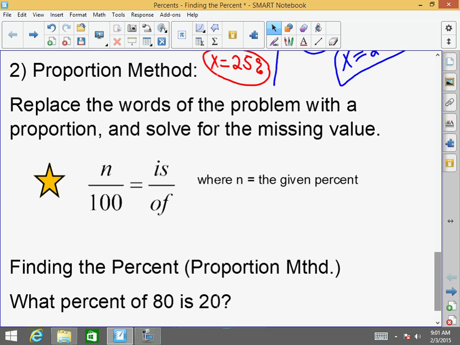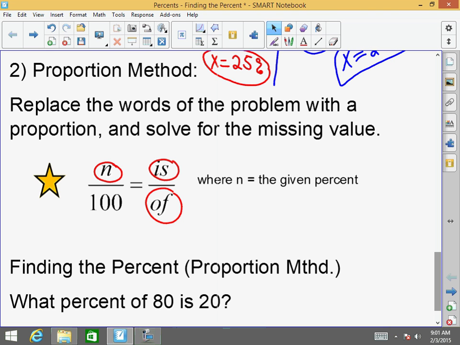Proportion method. Remember, for the proportion method, you replace the words of the problem with a proportion and solve for the missing value. So here I have n over 100. Remember that n is the given percent. Equals is, which is the part, over of, which is the whole, and n is the given percent.